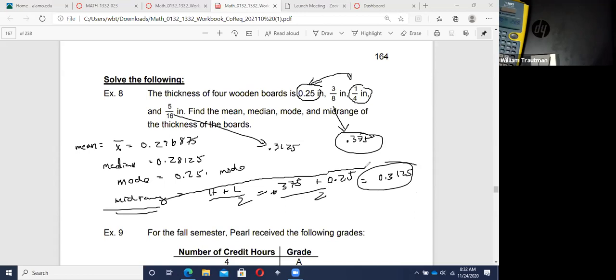Average or mean, median, the number in the middle, mode, the number that occurs most often, and mid-range is another central tendency. They take the highest plus the lowest and divide it by 2. It gives you somewhere in the middle, but not necessarily the middle number.